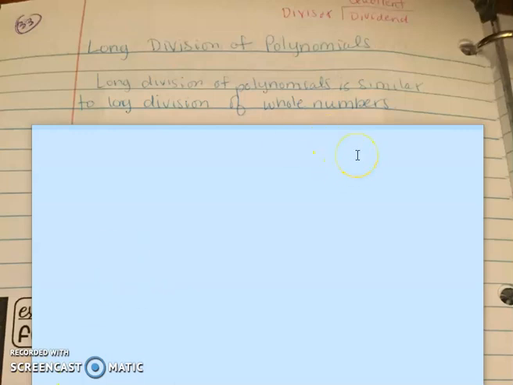Just remember from your elementary days that the number on the outside of the division bar is called your divisor. The number inside is called the dividend, and the number that you get as the answer is called your quotient.